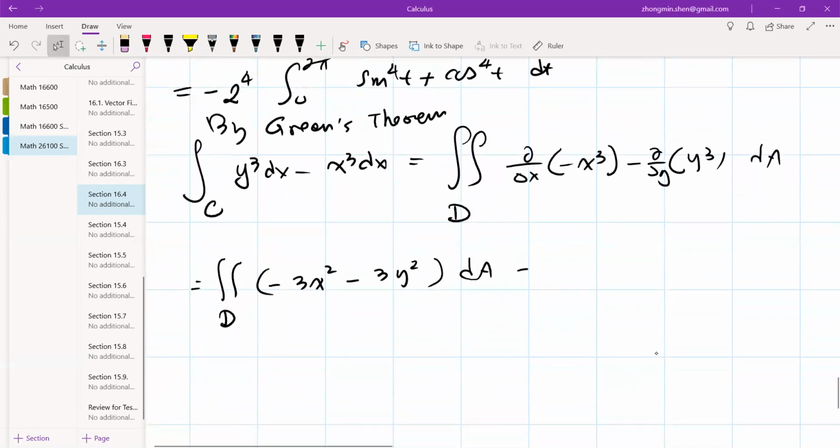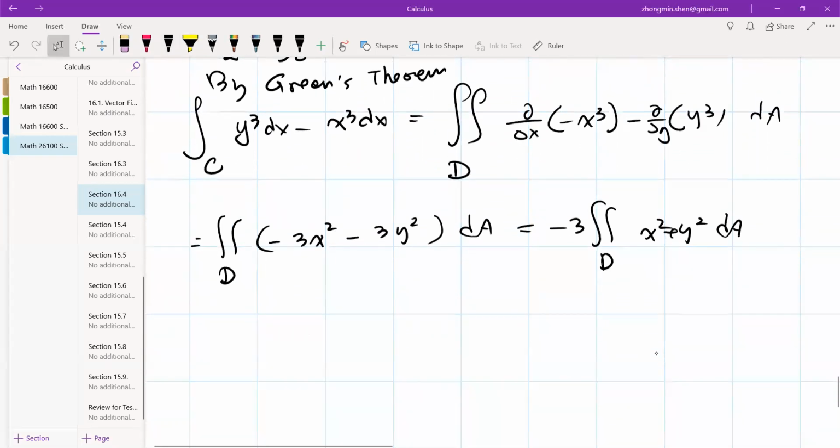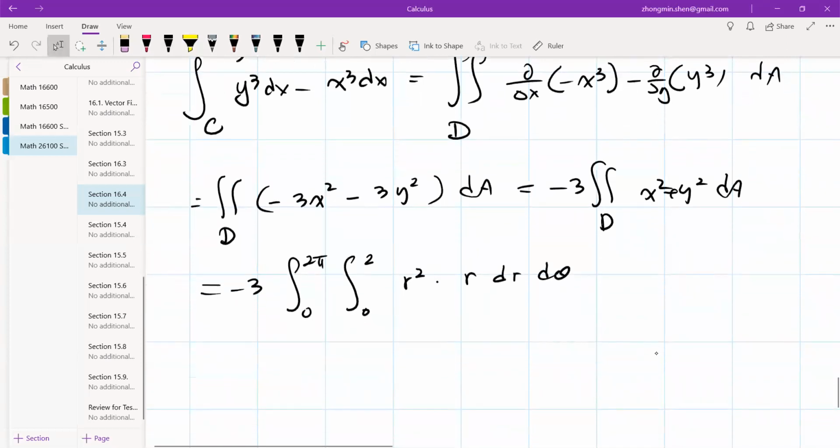Okay, this is a perfect integral. It's great. You can take a negative 3 out, x squared plus y squared dA. And since D is a circular disk, you can use polar coordinates. By polar coordinates, theta is from 0 to 2 pi, and r is from 0 to 2, because this is radius 2. And here's r squared, and r dr d theta. So we can easily solve the problem.